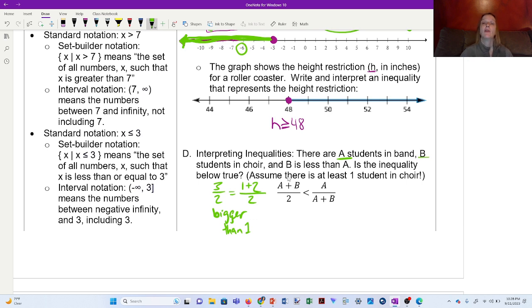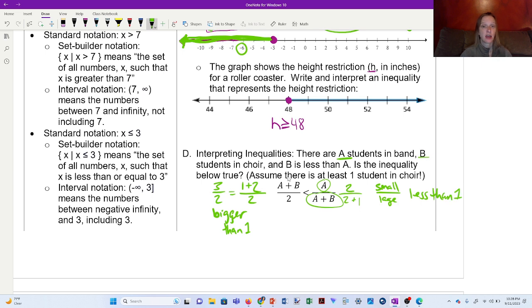Okay. Now, looking at the other half of the inequality, A over A plus B. Well, even in the worst case scenario where there's maybe two students in band and 2 plus 1 students, okay? No matter what whole number this is, the denominator is going to be bigger because there's at least one student in choir. So the bottom number, the denominator, is always going to be bigger than the top number. And what happens when you do a small number divided by a large number? You always get a number less than 1.